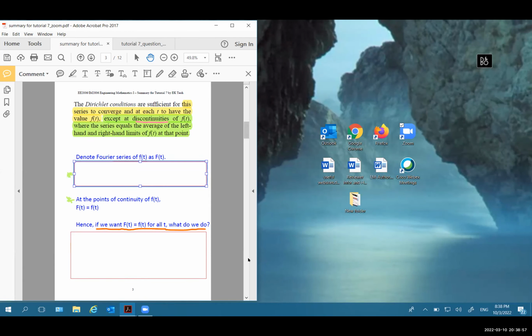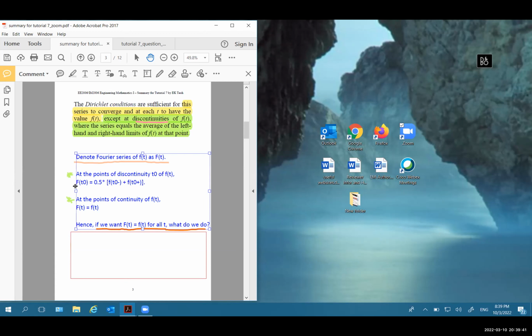And then how about at the points of discontinuity? Suppose we call the point t naught. So f(t) is not continuous at t naught. Over here, your Fourier series at t naught is half of f(t naught minus) plus f(t naught plus). f(t naught minus) is the left hand limit at t naught, and f(t naught plus) is the right hand limit at t naught. So it is this plus this, divided by 2. You can say that it is the average of these two values.